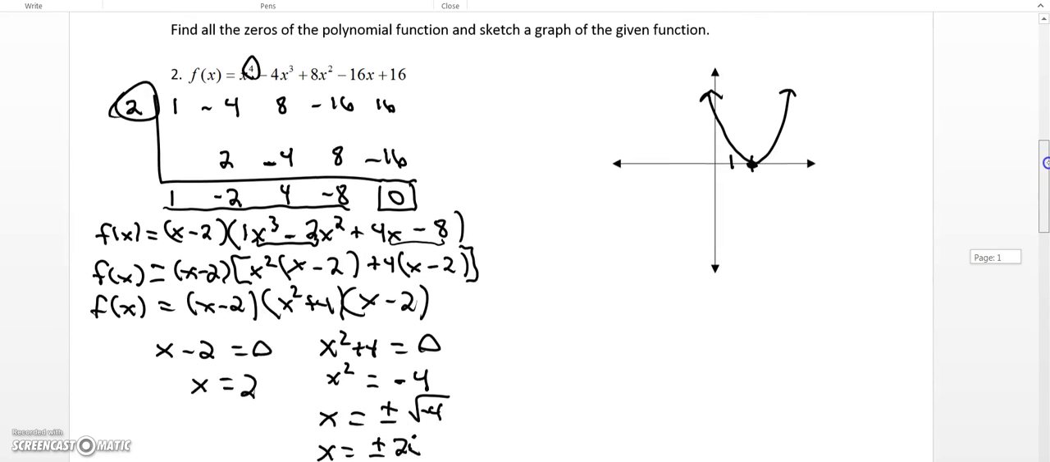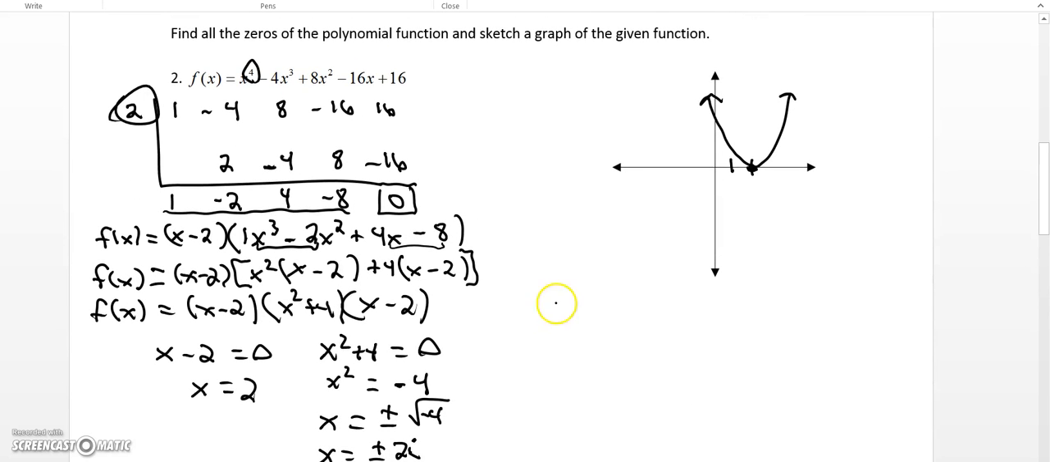All right. Now I do want to show you one quick thing. I could have factored this and written it like this: x minus 2 squared, and then x squared plus 4. And this number right here tells you you have two of the same solution, the 2.